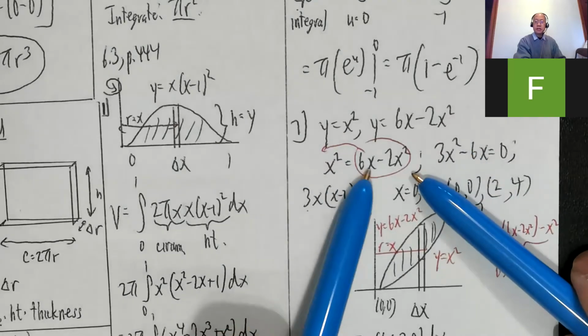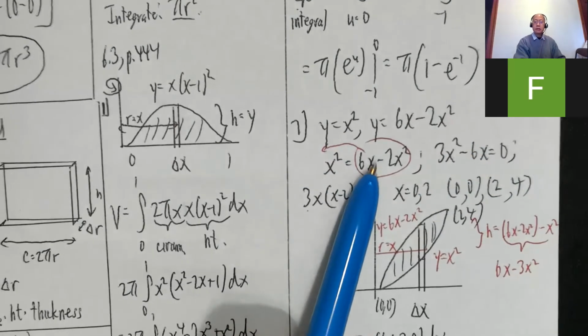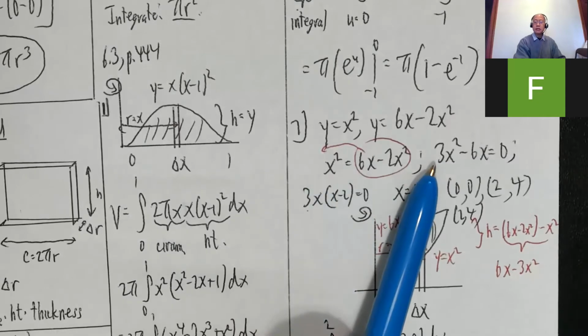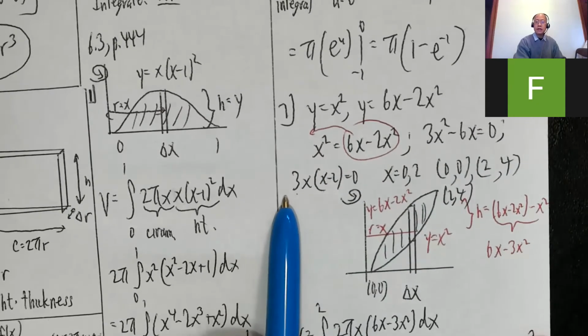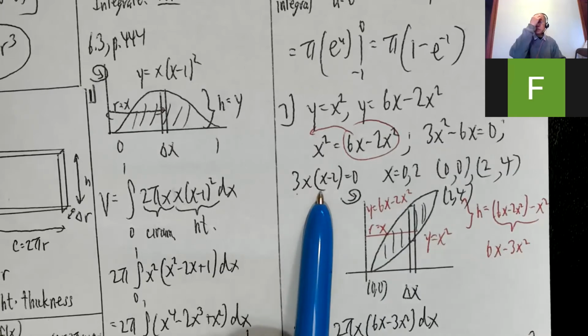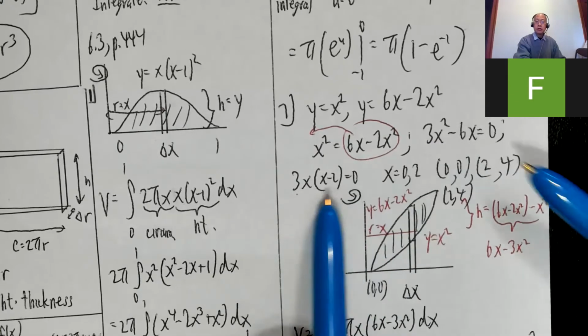x squared equals 6x minus 2x squared. Do a little bit of algebra, add 2x squared to both sides. 3x squared minus 6x equals 0. Factor out 3x. 3x times x minus 2 is 0. So x is equal to 0, or x is equal to 2.